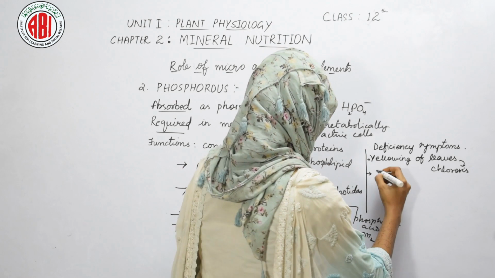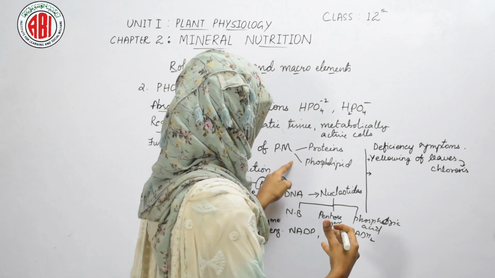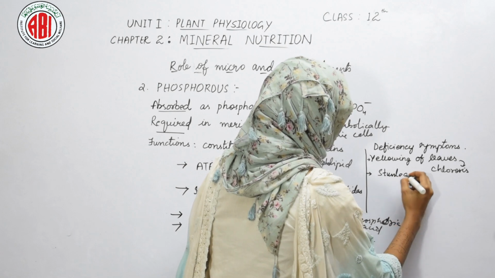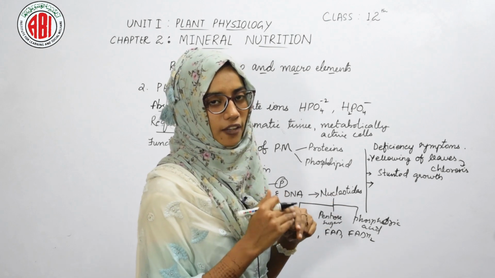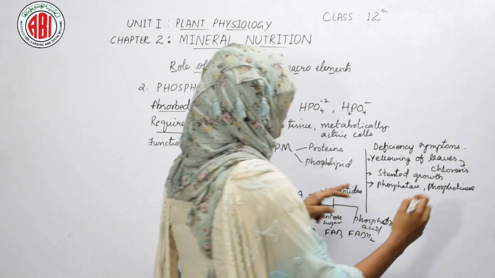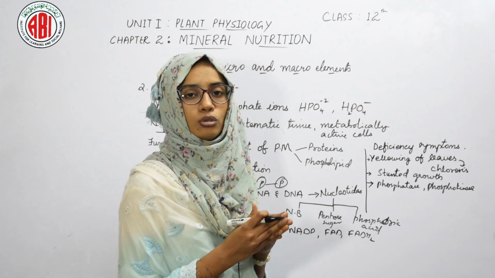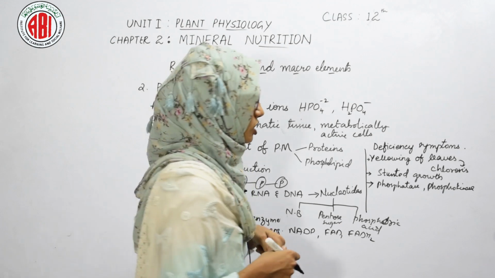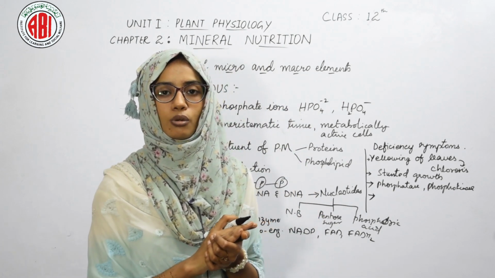The next deficiency symptom: as phosphorus is required in the formation of the plasma membrane, that is, in the synthesis of proteins, if these proteins are not synthesized, then stunted growth can be seen in the plants. Due to the deficiency of phosphorus, enzymes like phosphokinase and phosphatase are activated. Due to the activation of these enzymes, breakdown reactions take place in the plants, and the deficiency symptom of phosphorus can also be seen in soybean seeds.